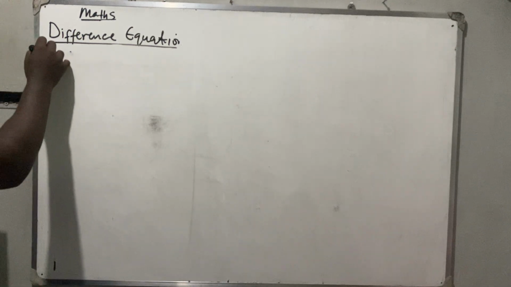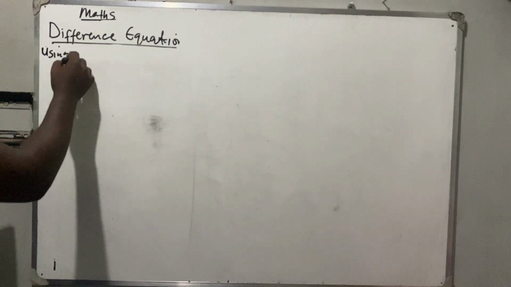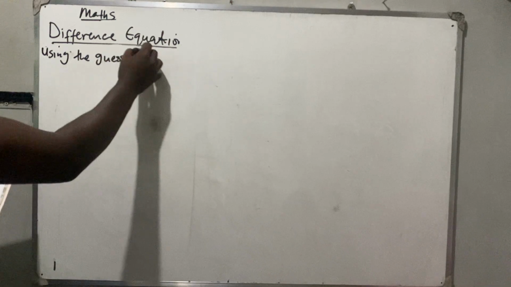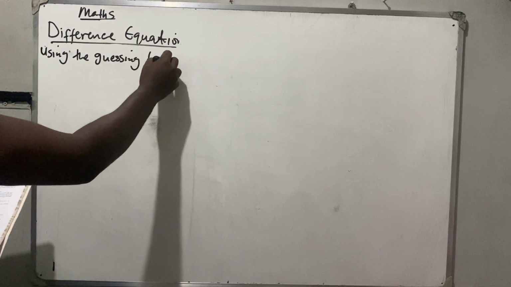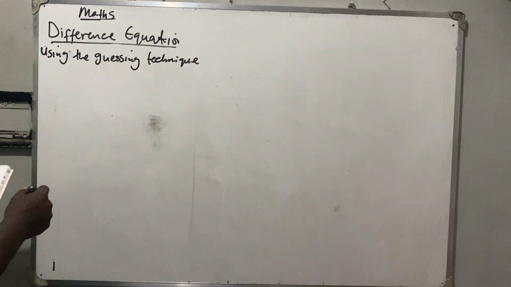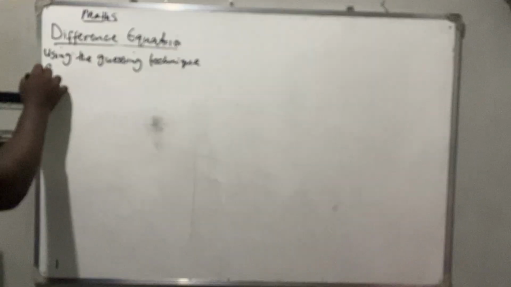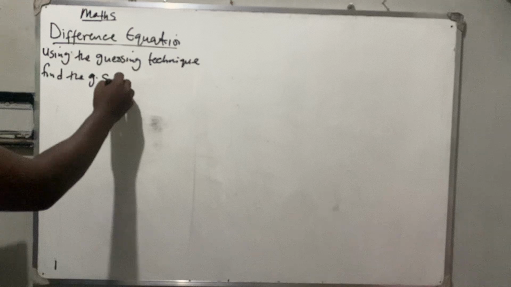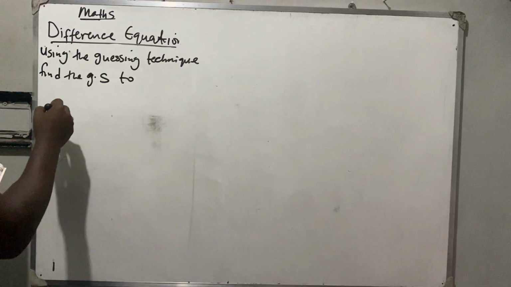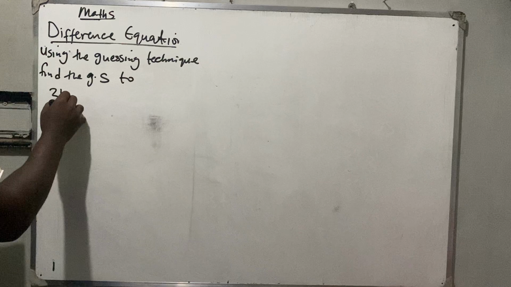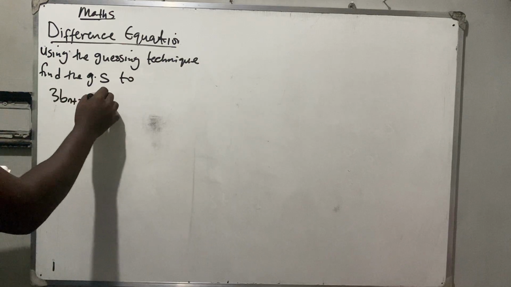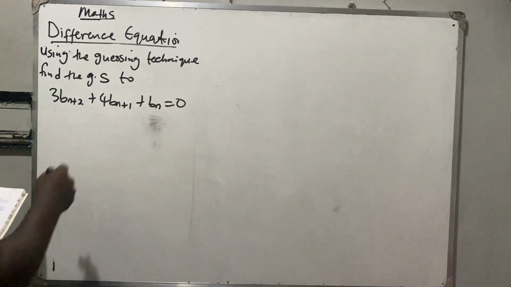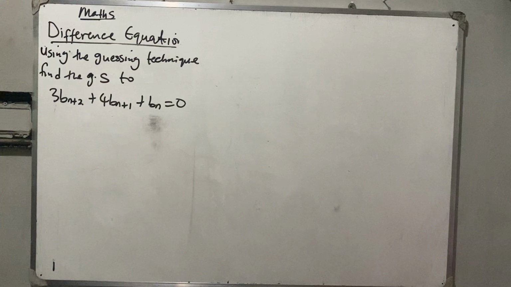Okay, so the next question here says, using the guessing technique, find the general solution to 3b_{n+2} + 4b_{n+1} + b_n is equal to 0. Okay, so now the solution.